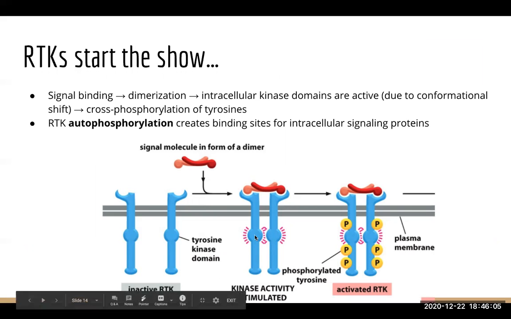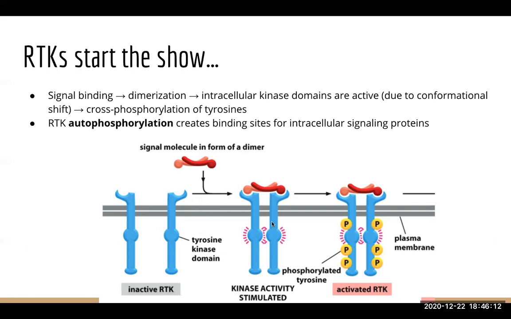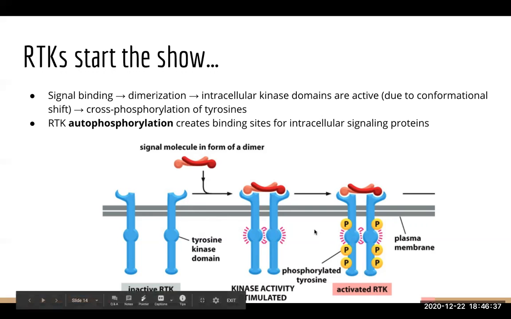So basically, how it starts is Sebastian talked a little bit about this already, but the signal comes in. It's in the form of a dimer, and it binds to the receptor tyrosine kinase, which is originally inactive. Once it binds, it's now activated, because the receptor tyrosine kinase has this intracellular kinase domain, so they become active once the signal binds because it causes a conformational shift. So that's the first step. Signal binds, you get a conformational shift in the RTK, and that makes it active.